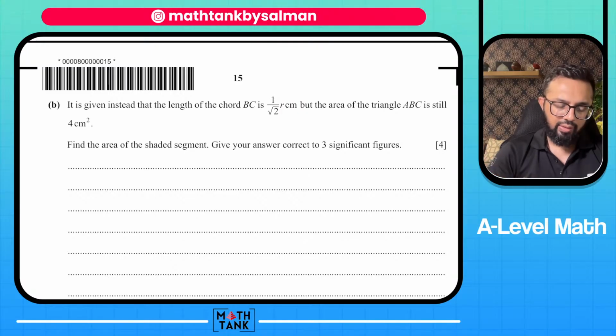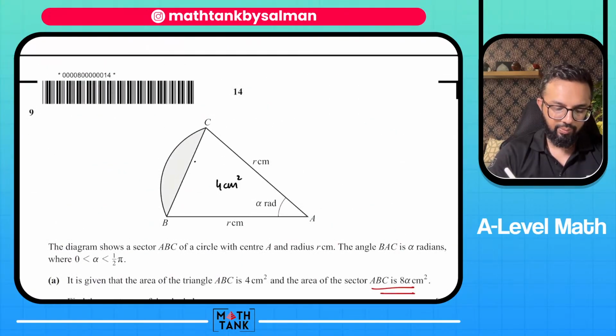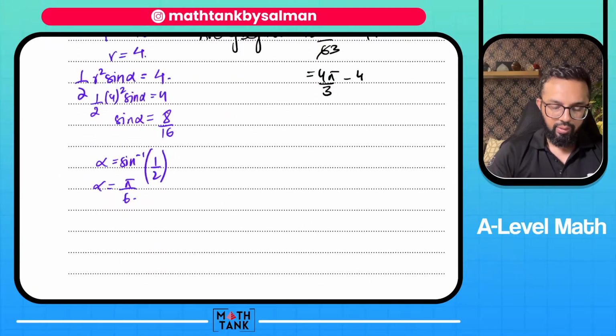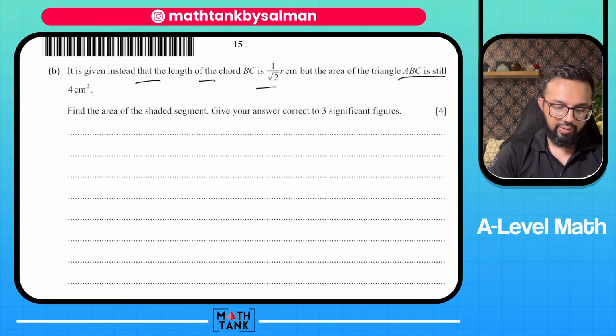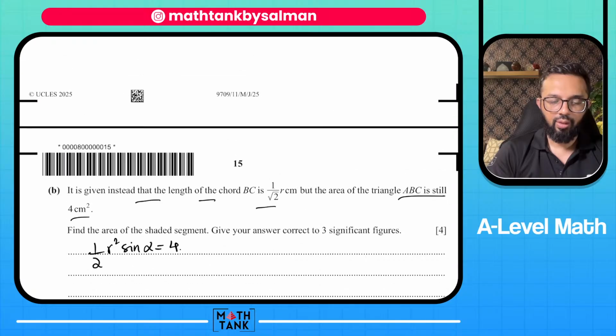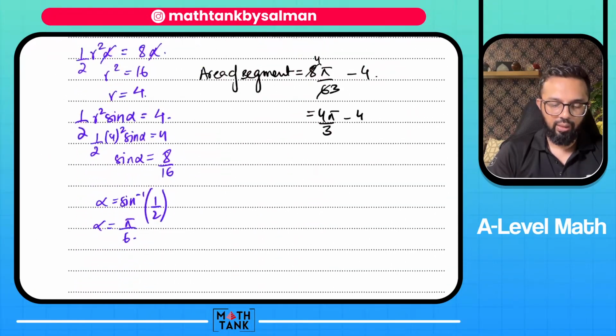Okay. And it says it is given instead that the length of the chord BC is 1 over root 2 r. So this is 1 over root 2 r. Okay. The area of the triangle ABC is still 4. Find the area of the shaded segment. Okay, so I will have to start doing that again. So half r square sine alpha is 4. But this time I'm given the length of the chord, which is 1 over root 2. Okay.